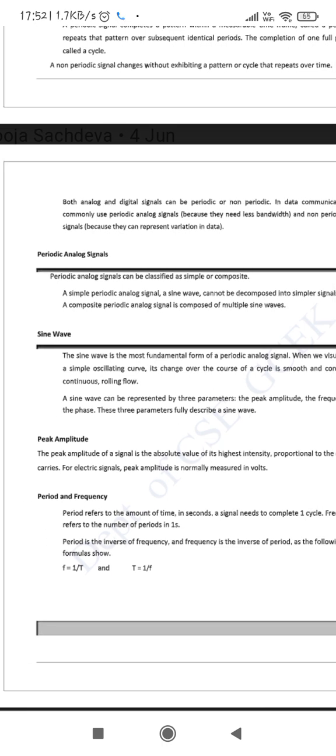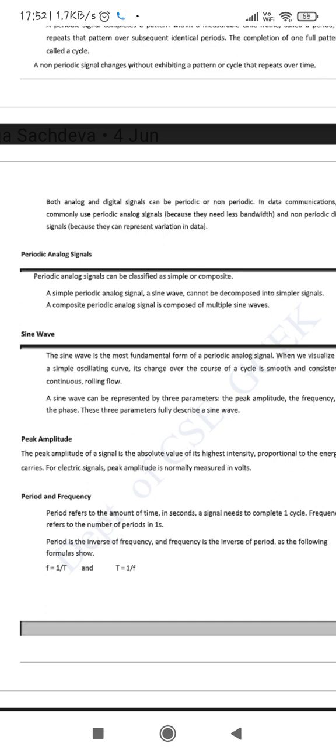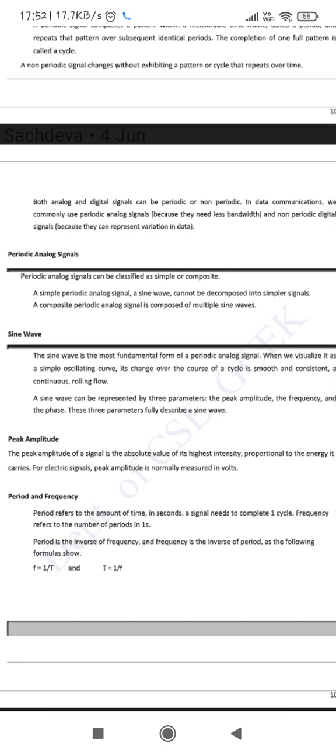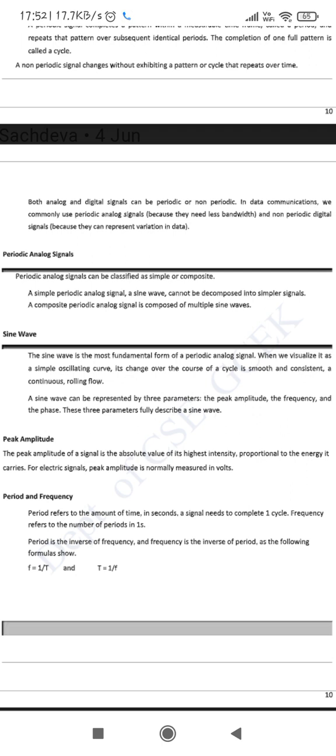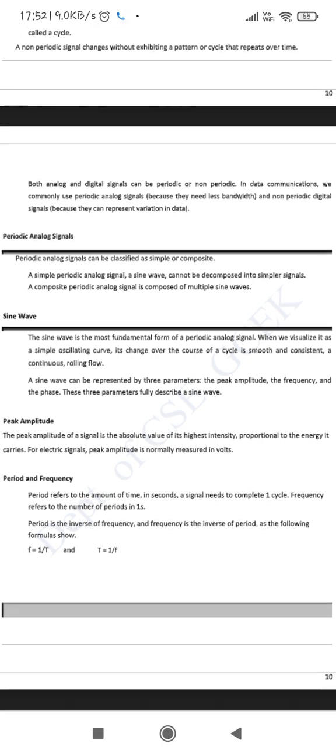Peak amplitude. The peak amplitude of a signal is the absolute value of its highest intensity, proportional to the energy it carries. For electric signals, peak amplitude is normally measured in volts.